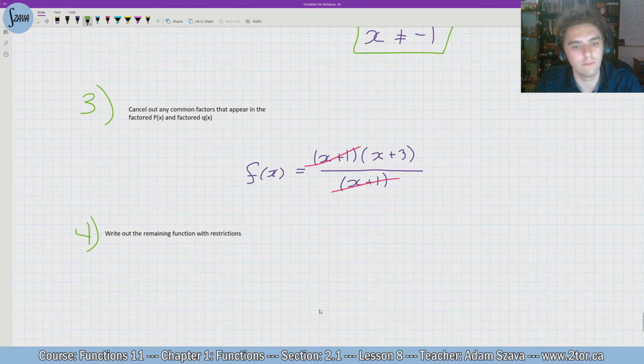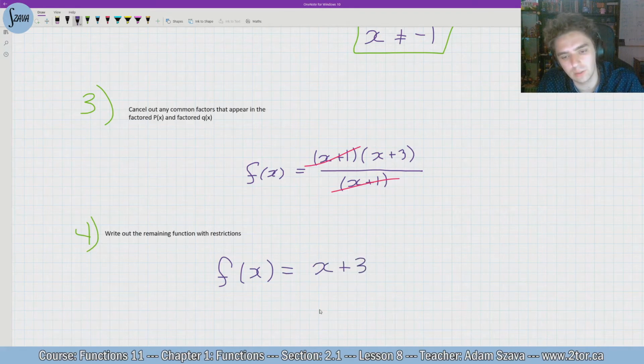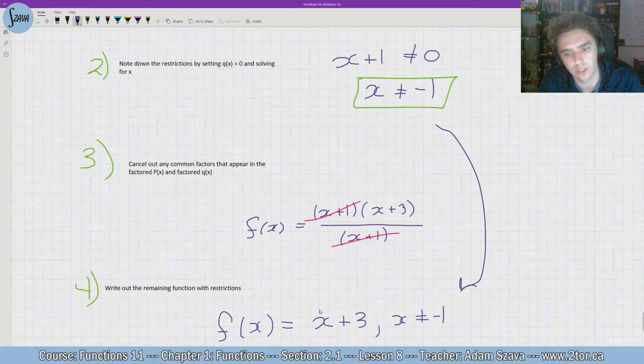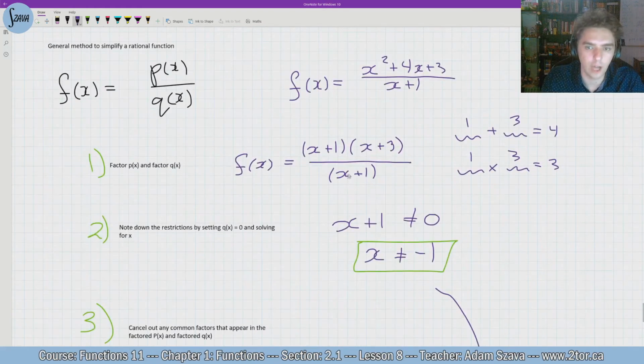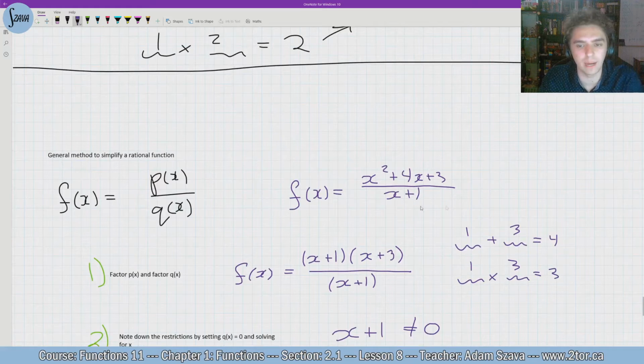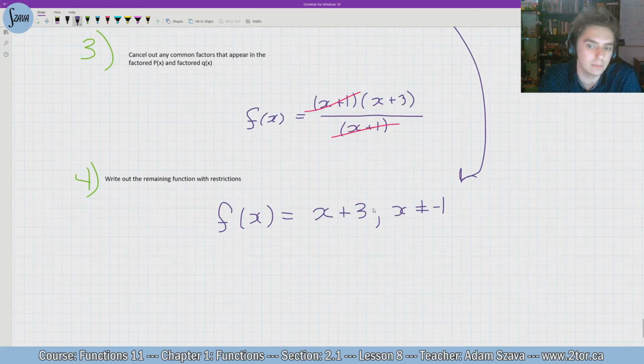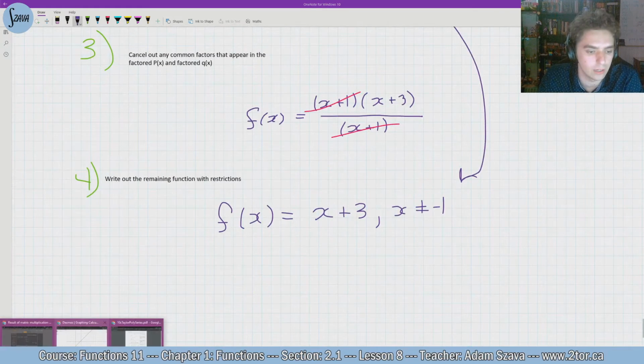Okay, so the final form is that this is still f of x. As long as we keep this going, we're still equal to f of x here. This is going to be x plus 3 with the restriction that x cannot equal -1. This restriction comes down there. And so f of x is x plus 3 such that x cannot equal -1. This complicated looking quadratic divided by a linear function is the same thing as x plus 3, just that x cannot equal -1.